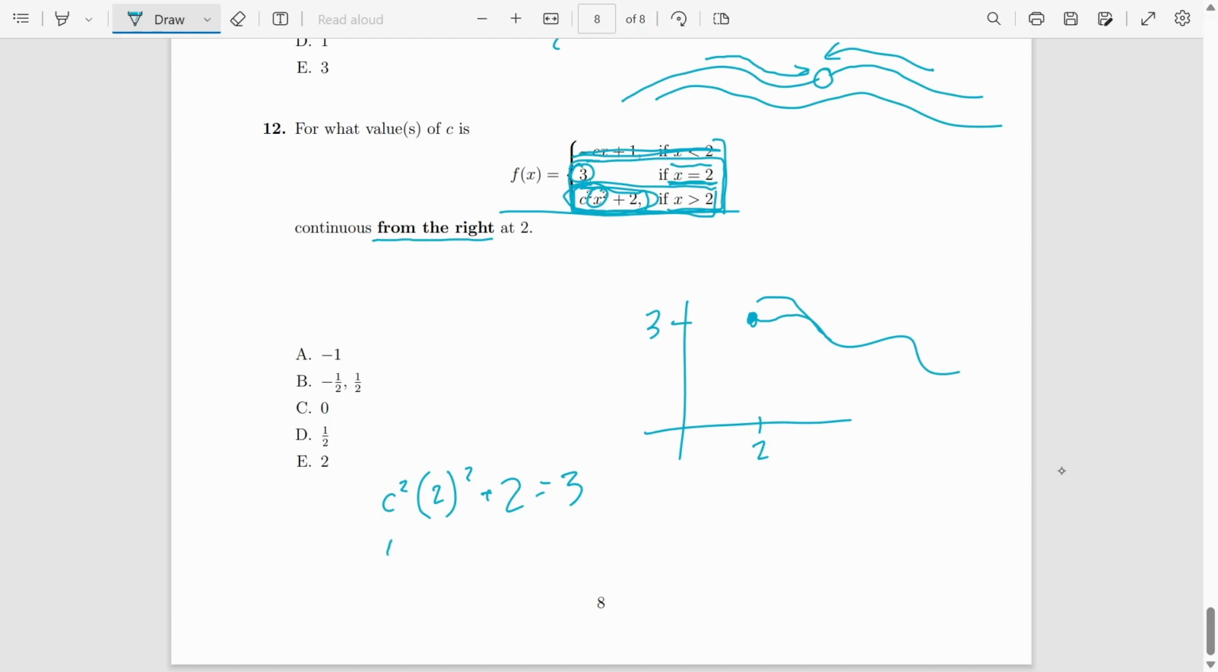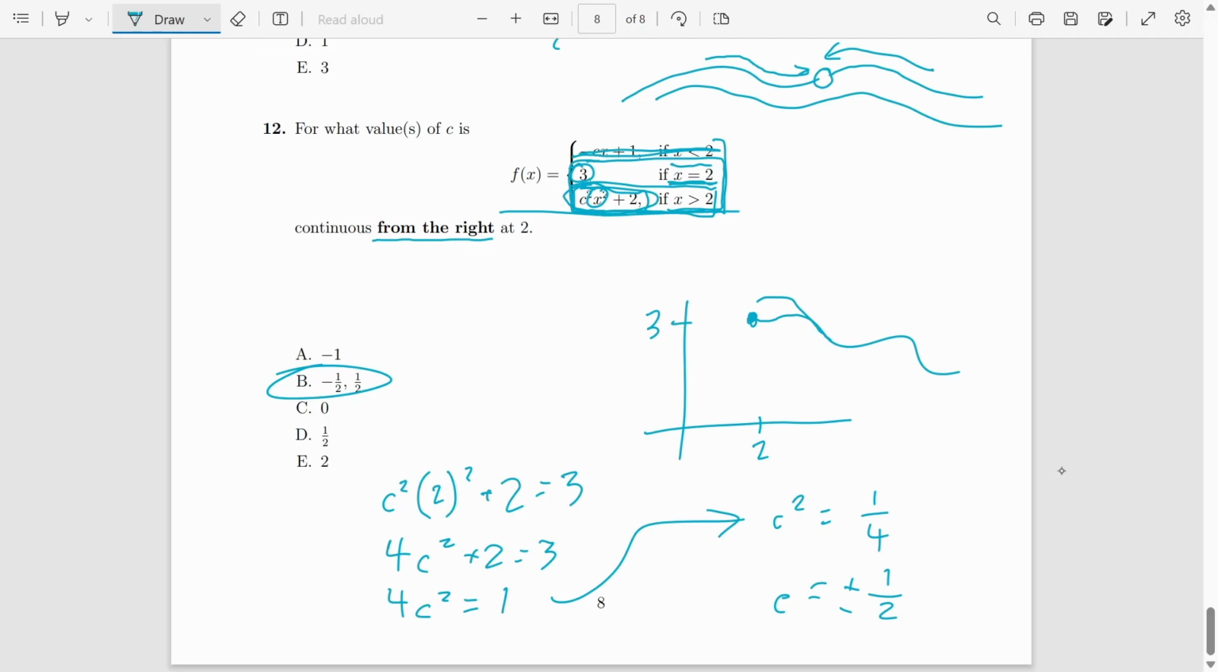So 2 squared is 4, so 4c squared plus 2 equals 3. Let's subtract 2 from both sides. 4c squared equals 1. Let's divide 4 on both sides. So c squared equals 1/4, and then square root both sides. So c equals plus or minus 1 over root 4, which is plus or minus a half. And there we go, b.